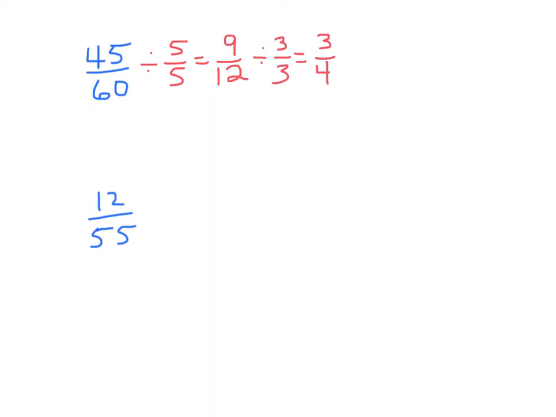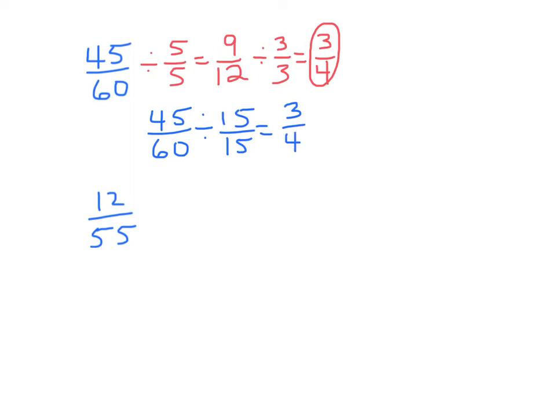So, is 3/4 in lowest terms? Yes, it is, because the only thing I can divide both 3 and 4 by is 1. So that is in lowest terms. So it took me 2 steps. Now, it wouldn't have had to have taken me 2 steps if I had, right from the get-go, divided 45/60ths by 15/15ths. Then I would have immediately gotten 3/4 for an answer.